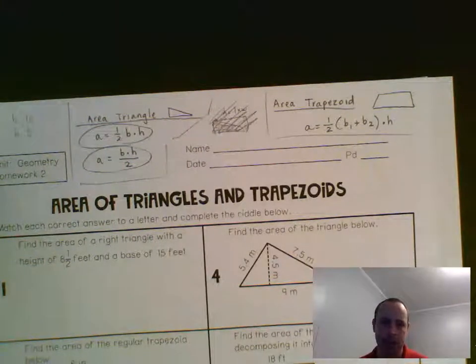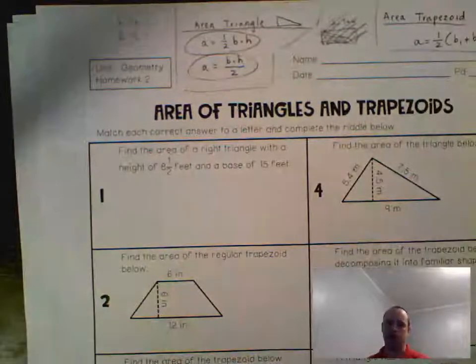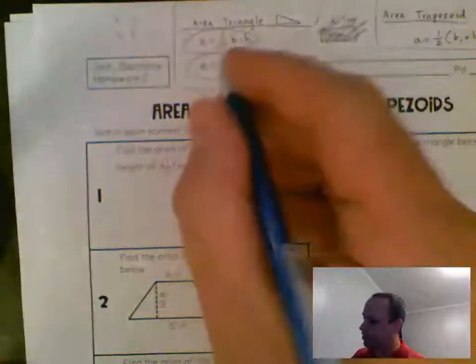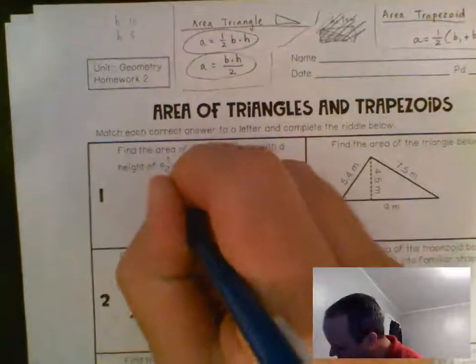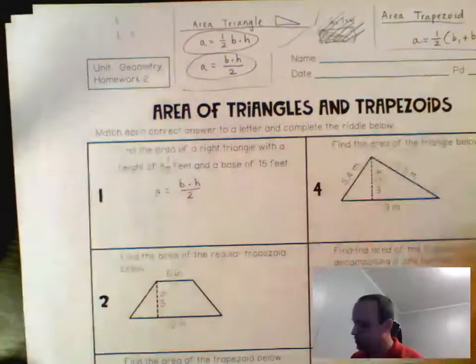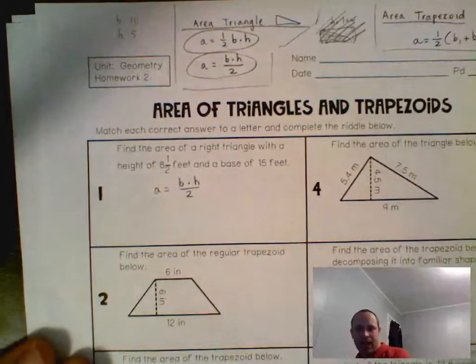Now for the areas of triangles and trapezoids, there are only 6 problems today, so I'm probably going to do about 4 of them with you, but let's take a look. Find the area of a right triangle. Let's write down our formula. The area of a triangle is b times h over 2, with a height of 8.5 feet and a base of 15 feet.